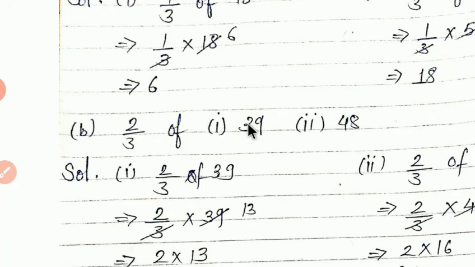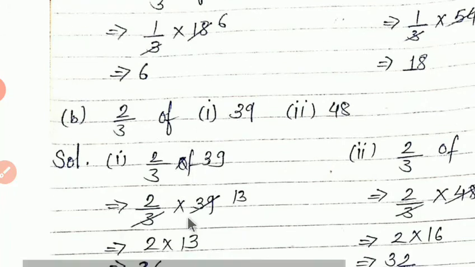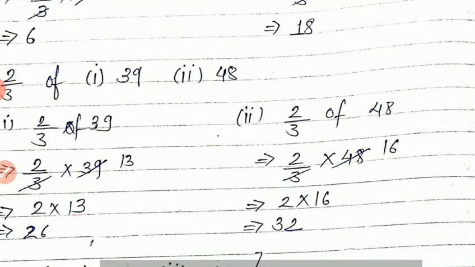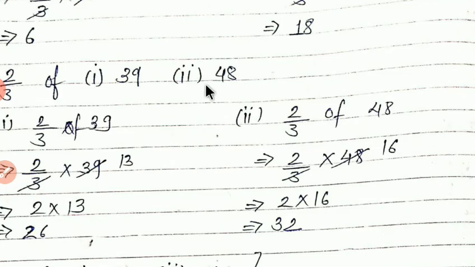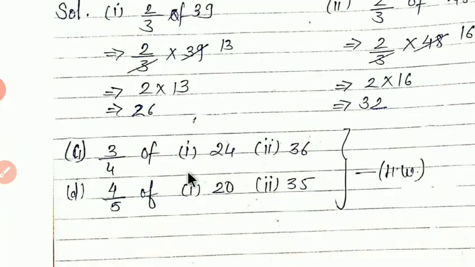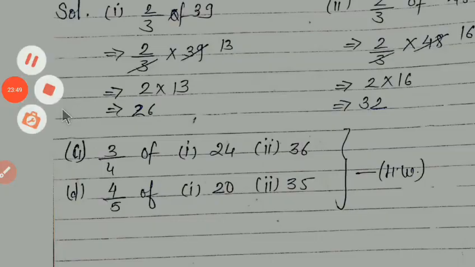Question number 2. 2 by 3 of 39. So 2 by 3 of 39, we will change the of into multiplication. So 2 by 3 into 39, 3 ones are 3, 3 threes are 9. So 2 into 13, which is equal to 26. Then 2 by 3 of 48. So 2 by 3 into 48, 3 ones are 3 and 3 16s are 48. So 2 into 16, which is equal to 32. Same as this, we have to find the answer of the third and fourth one. So these questions both are your homework. Then we'll complete the next question of our exercise on the next day of our class.